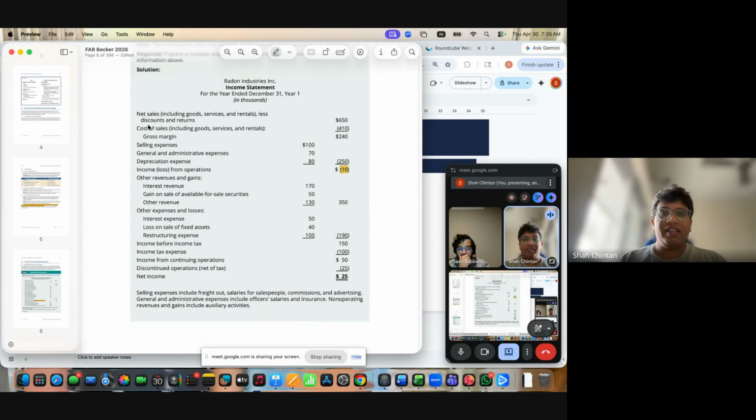Again, sales minus cost of sales, gross margin. This is your step one, minus all the operating expenses gives you income from operations, step two, plus non-operating income minus non-operating losses. This is the step three, which gives you income from operations as a total. Minus taxes gives you a net income from the continuing operation. Plus or minus discontinuing operation gives you a total net income.